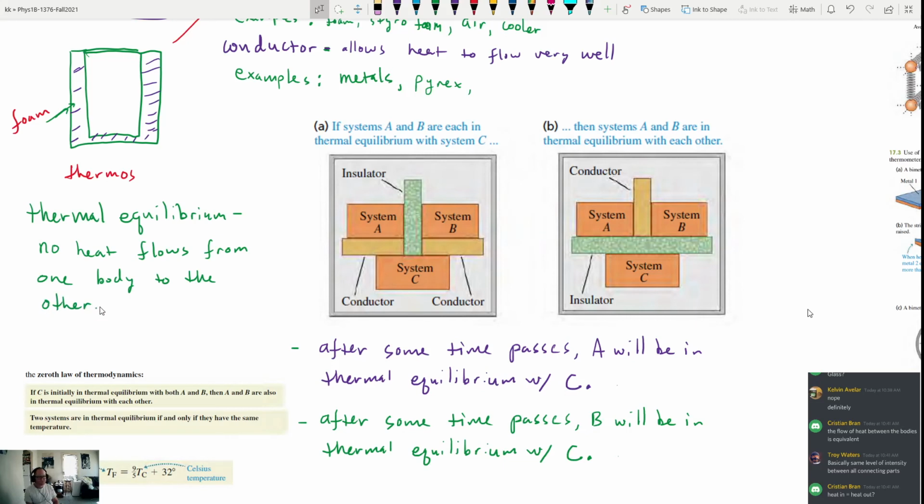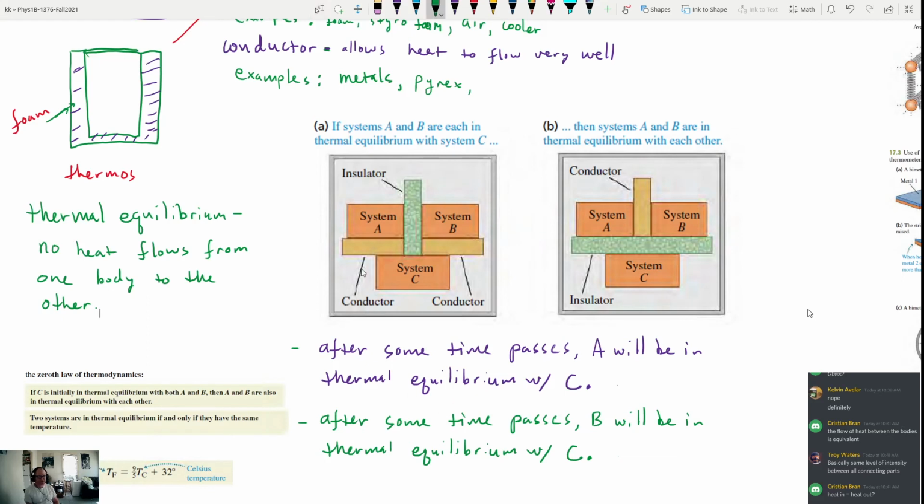No heat flows from one body to the other. Is that the same thing as heat in and heat out? I don't know about that, but maybe what you're saying means the same thing, and the way I think about it is a little bit different. So thermal equilibrium means no heat flows from one body to the other.